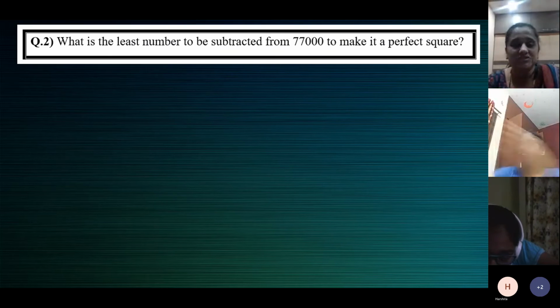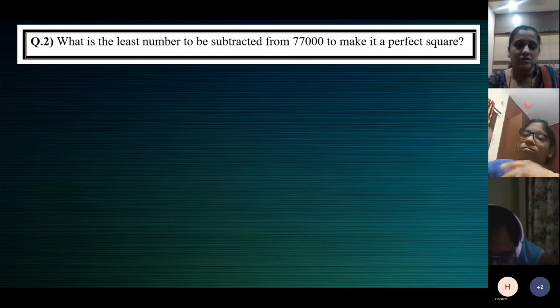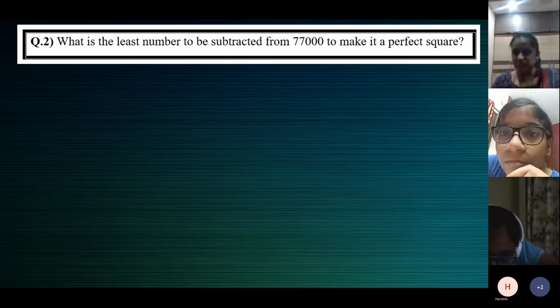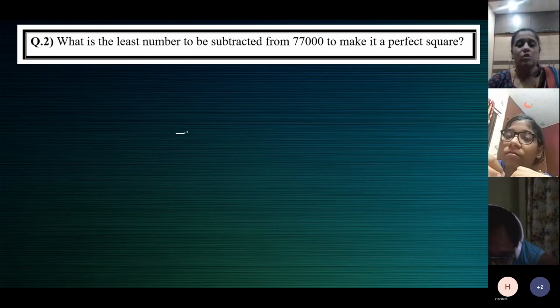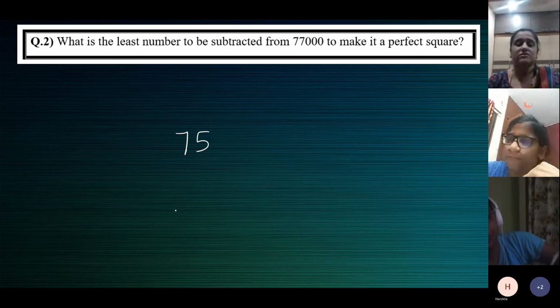What is the least number to be subtracted from 77,000 to make it a perfect square? Now tell me, what is the smallest number to be subtracted from 75 to make it a perfect square, class?